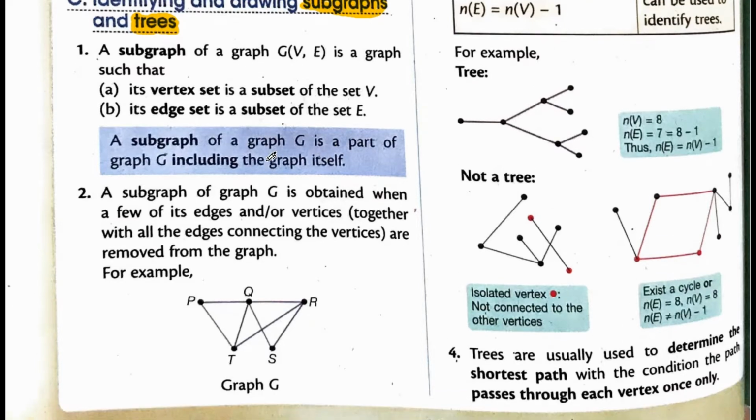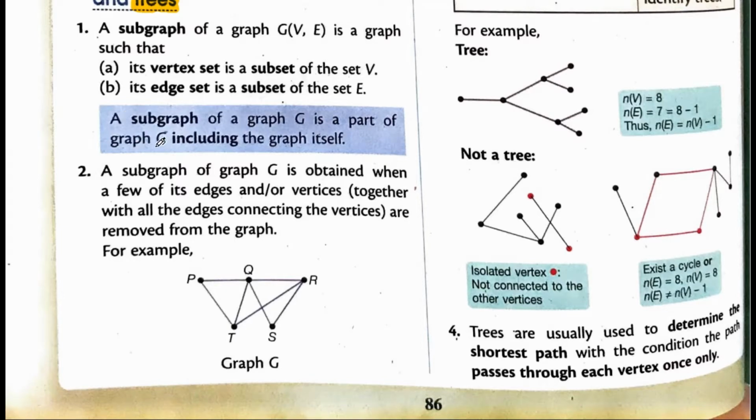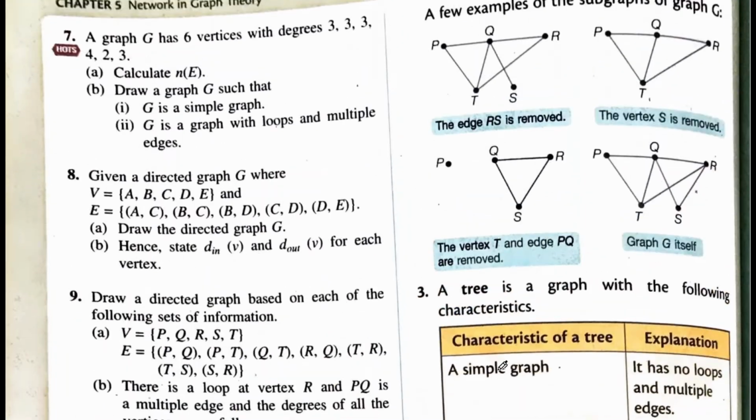So what does this mean? Here we have an example. A subgraph of graph G is obtained when a few of its edges and/or vertices, together with all the edges connecting the vertices, are removed from the graph. For example, for this graph G we have P, Q, R, S, T, and then these are the edges. For a subgraph, we can remove any vertices and any edges from this graph. From P, Q, R, S, T, you can take away any vertex or any of these lines, and it becomes a subgraph of G.